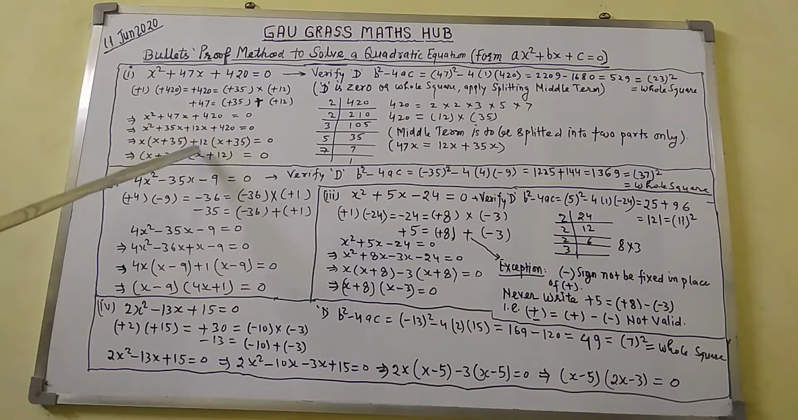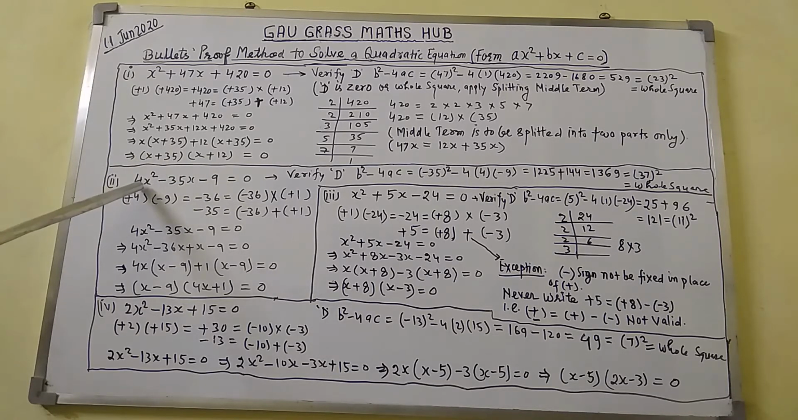You can easily take plus 12 as a common. In bracket it comes out to x plus 35, bracket close. Now you can see the common thing is x plus 35. Take x plus 35 as a common in one bracket, and in the other bracket you get x plus 12.